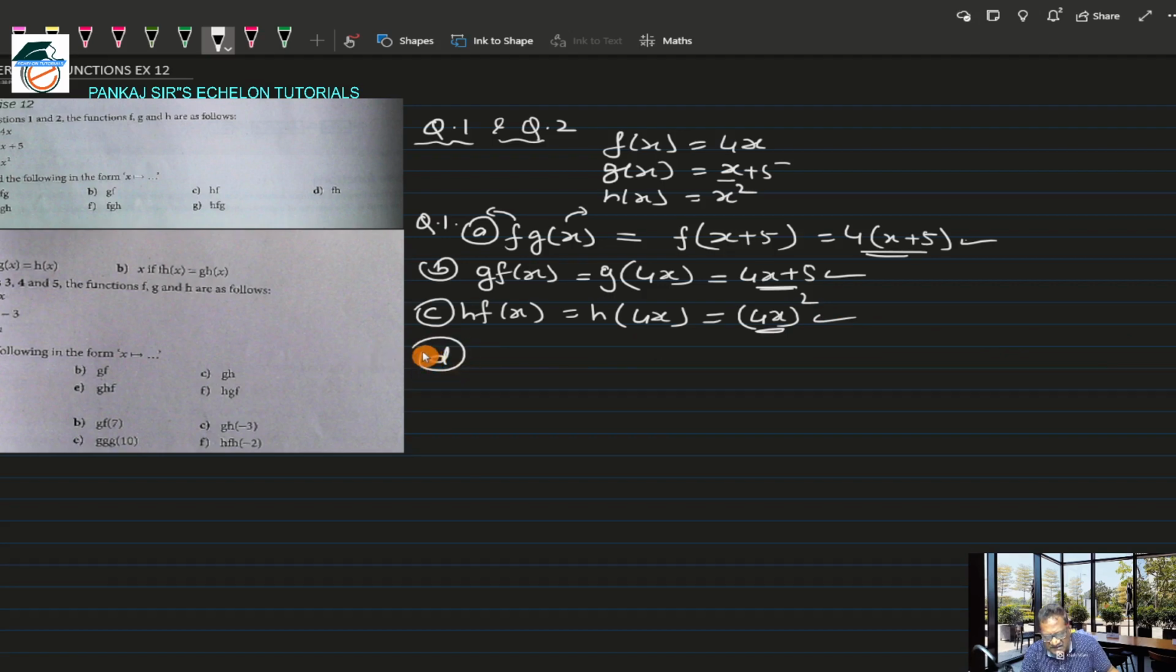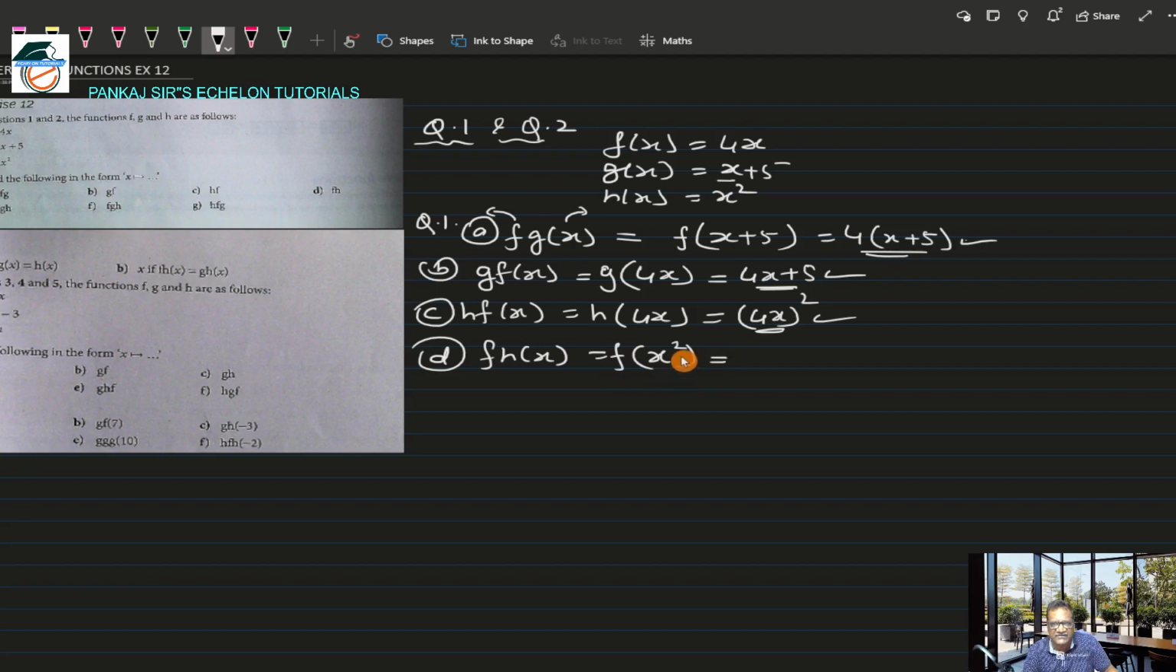Let us see D. D is fh of x. Here h of x is the inside function. So h of x is x square, and I'll write that, x square. The outside function is f, so it will be f of x square.